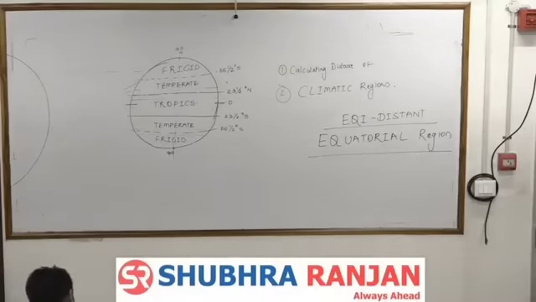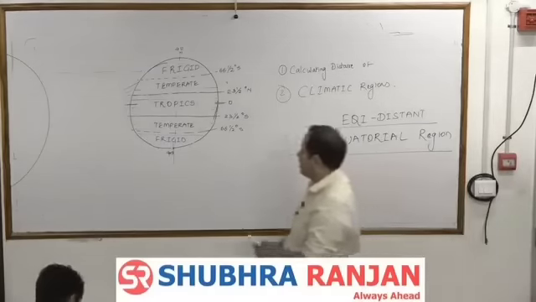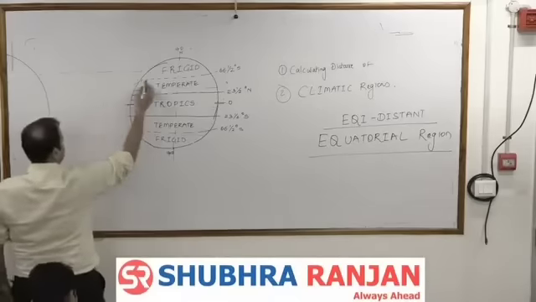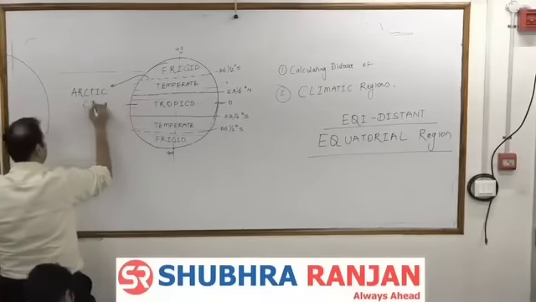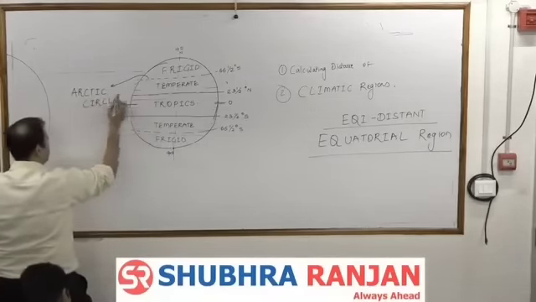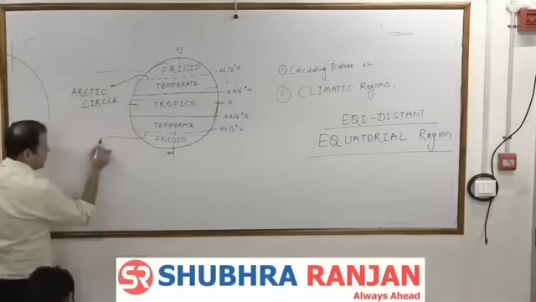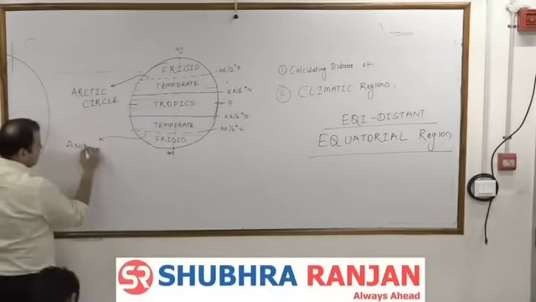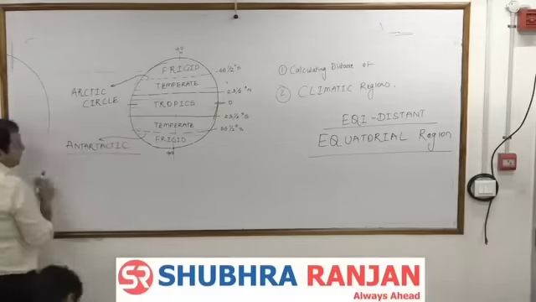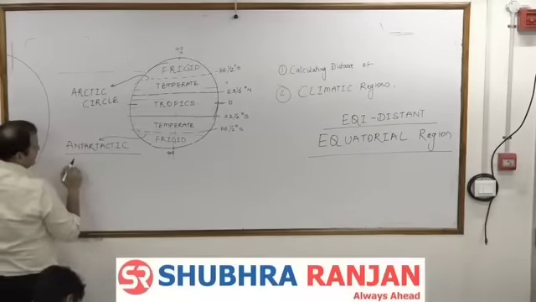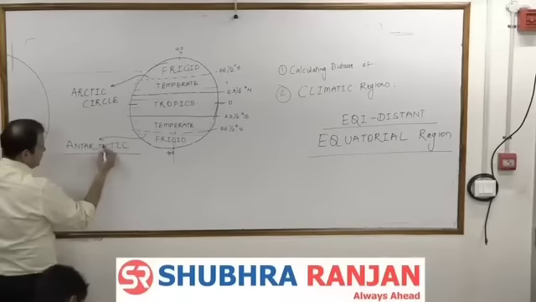Third, what is after the tropics? 66.5 degree north is known as which circle? It is known as the Arctic Circle. While 66.5 degrees south is known as the Antarctic Circle.